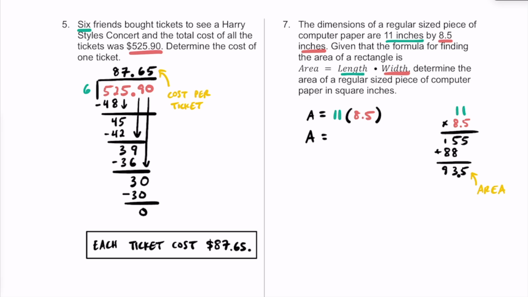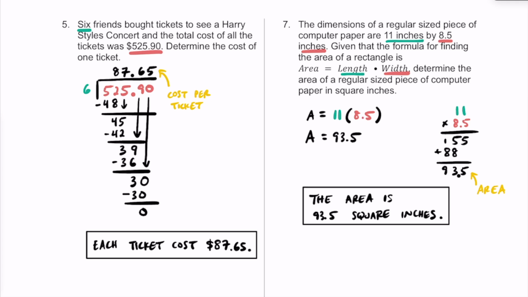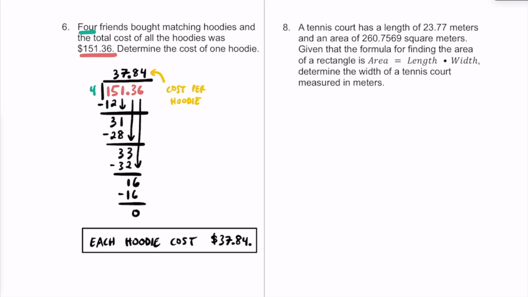This product here would tell us the area of this regular piece of paper. So let's write that this is going to be 93.5. And so this piece of paper that has dimensions of 11 inches by 8.5 inches is going to have an area of 93.5 square inches. All right, let's check out one final practice problem.